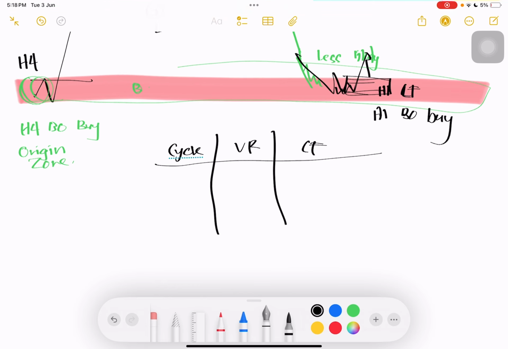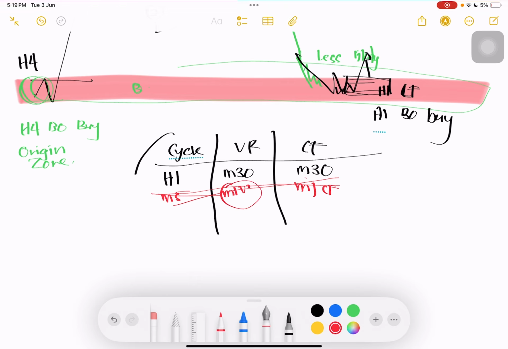But for me, I don't need to draw this table again. Like I said, I want to take the H1 cycle. So H1 cycle, M30VR, M30CF. So first the M15 cycle, M1VR, M1CF. But the M15 cycle I always skip because I don't like M1 VRCF. M1 is very tricky, okay? So I just let it go. I wait for the M15 cycle to play.